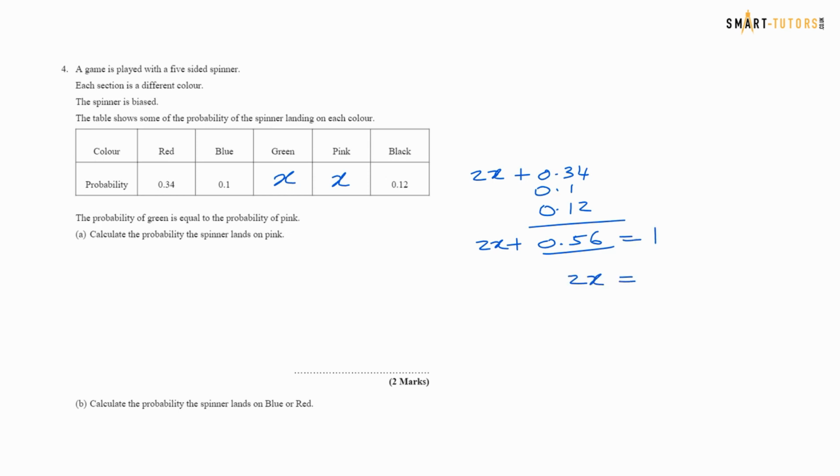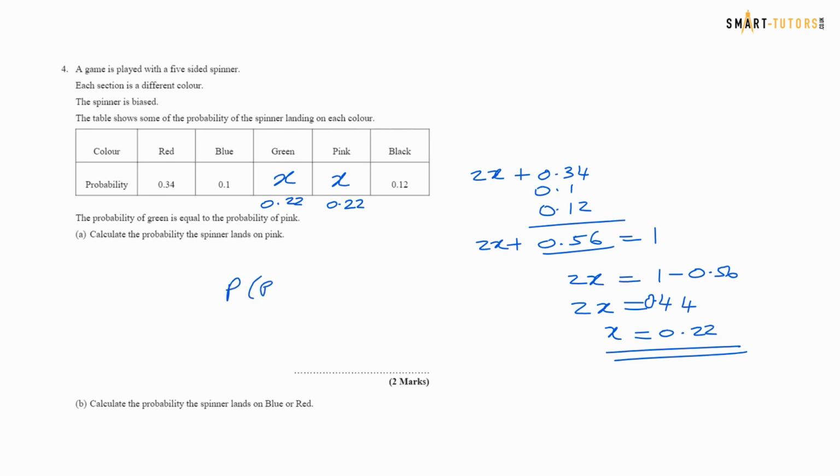So 2x equals 1 minus 0.56, and the answer is 0.44. So 2x equals 0.44, x equals 0.22. So the answer here is 0.22 for green, and the pink is also 0.22. Calculate the probability the spinner lands on pink. So the probability of pink is 0.22, which goes in the space here.